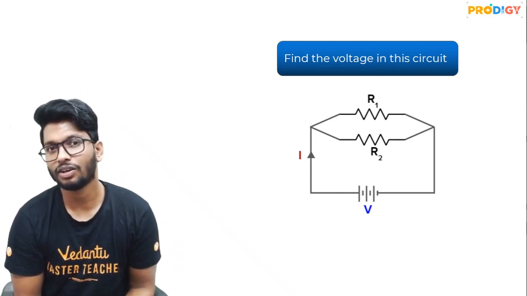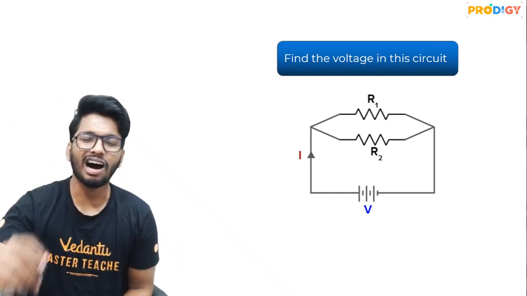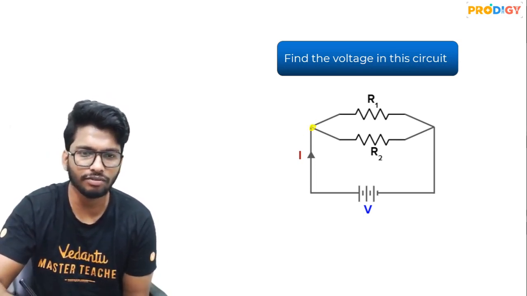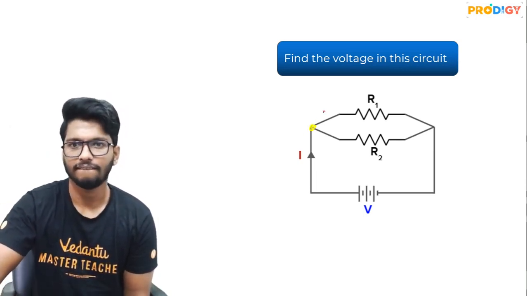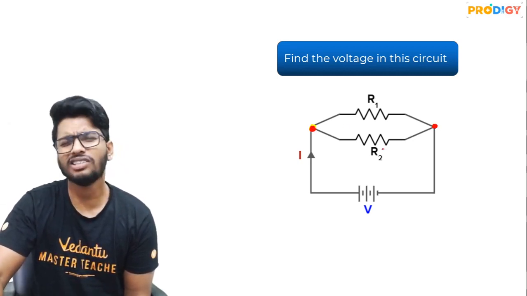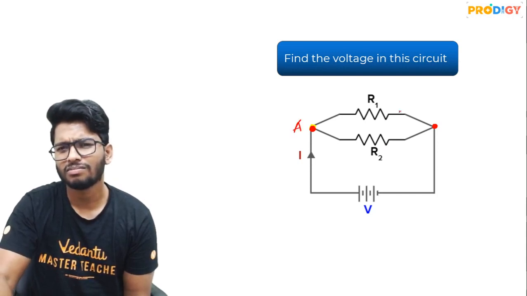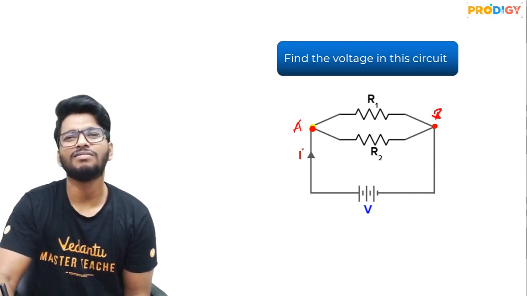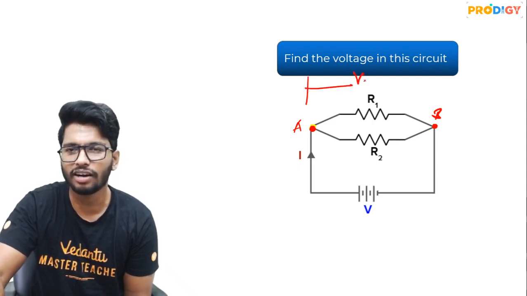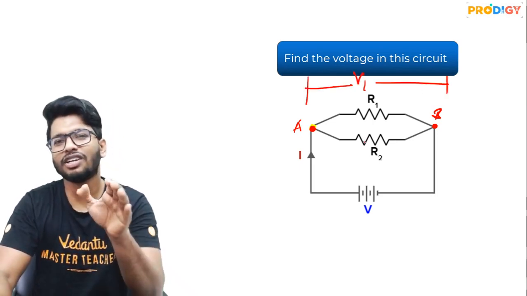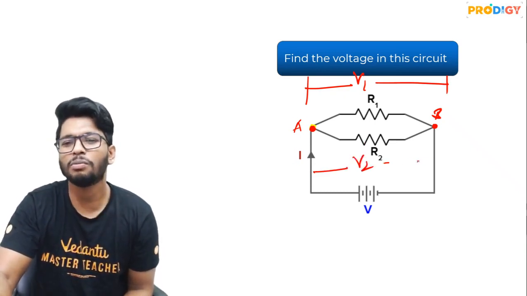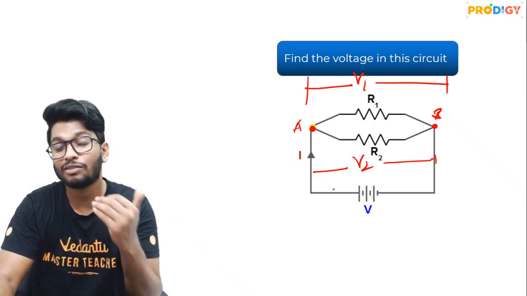Now look at this guys, look at R1 first. R1 is connected to this point. Let me use a different color for that once again. R1 is connected to this point and this point. Where is R2 connected to? R2 is also connected to A and B itself. So if the potential across R1 is V1, what will be the potential across R2, which for now let me call V2? What will be the potential? It will be the same.